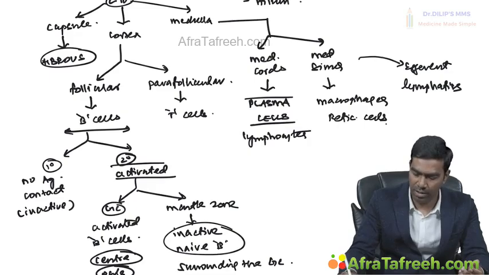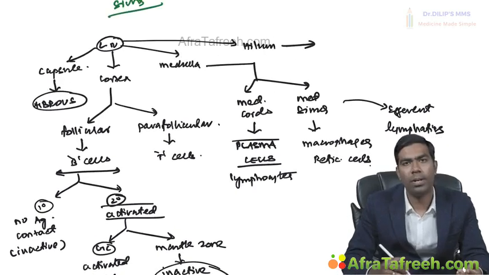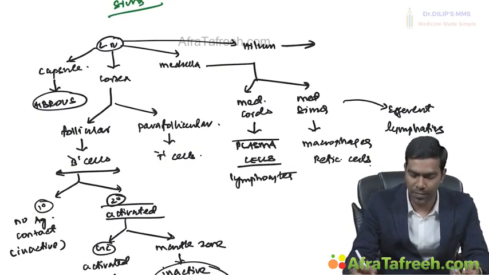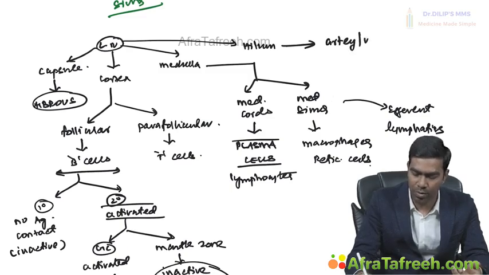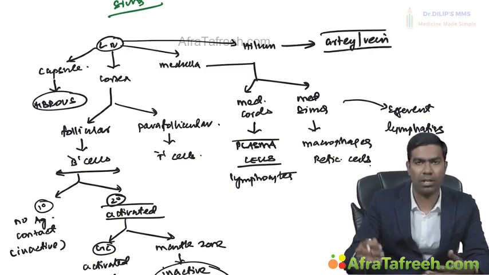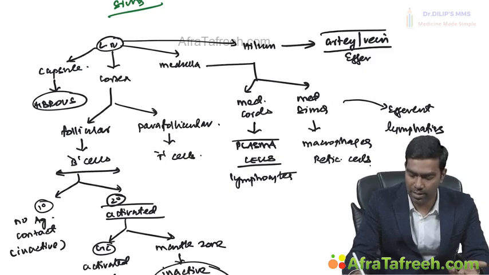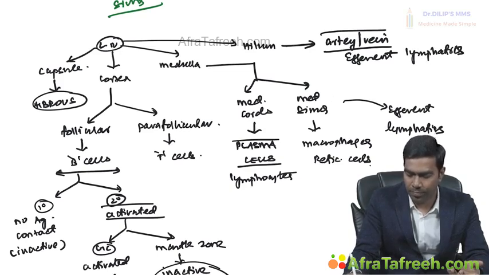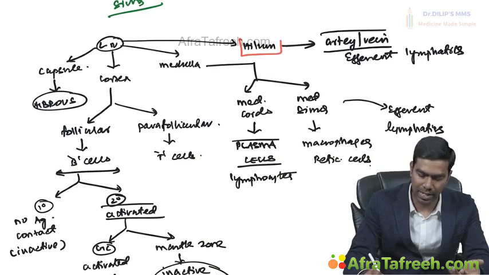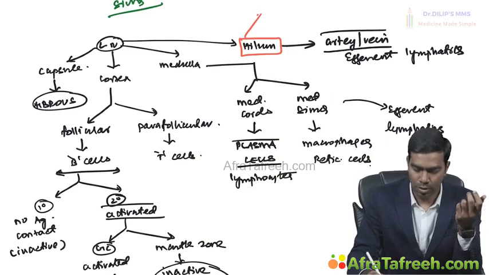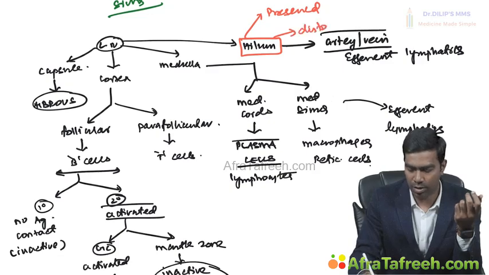The hilum is actually a very important area to understand, and there is one important applied aspect in ultrasound. The hilum is the place where the artery enters and the vein leaves the lymph node. This is also the place where you get the efferent lymphatics. When a radiologist does an ultrasound of the lymph node, they will see whether the hilum is preserved or distorted.